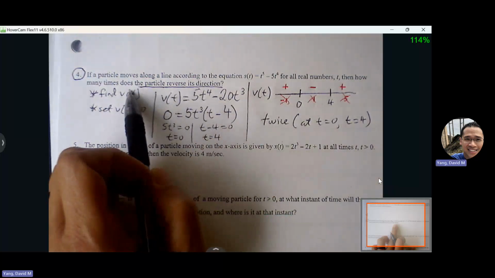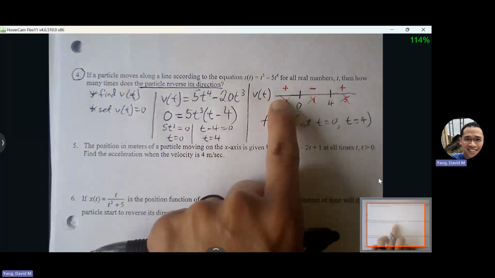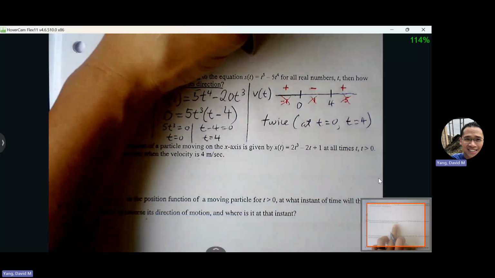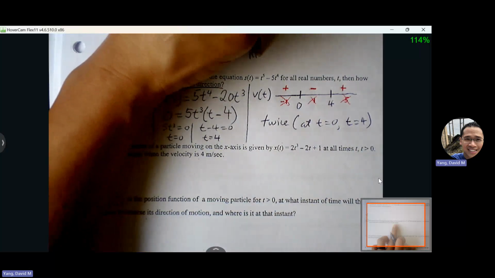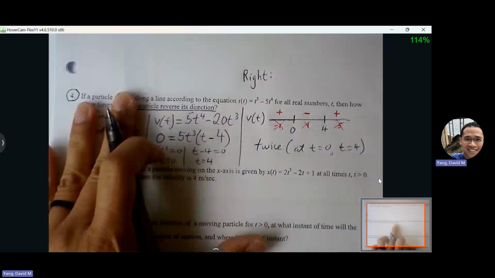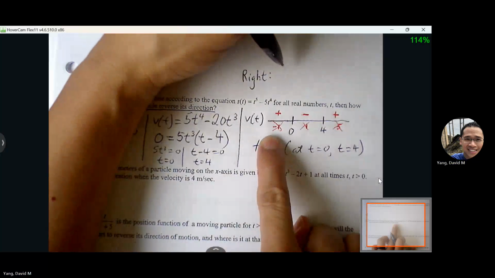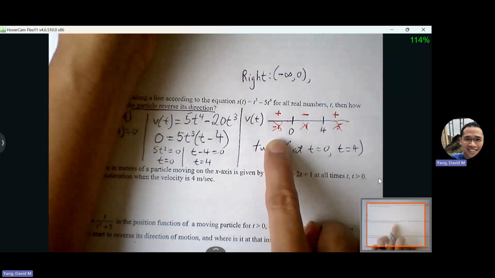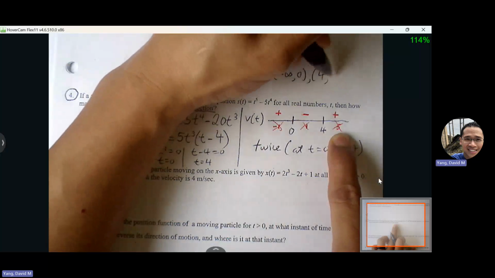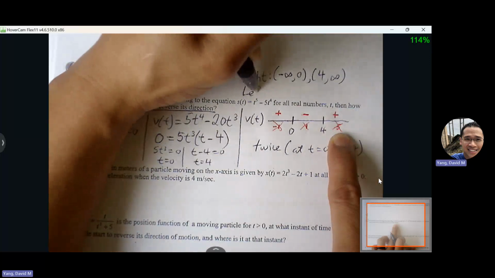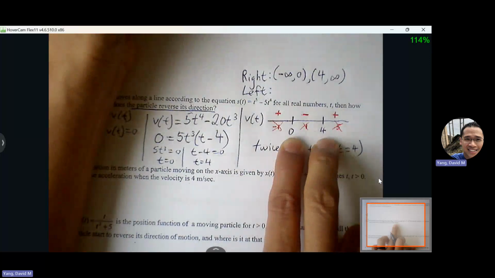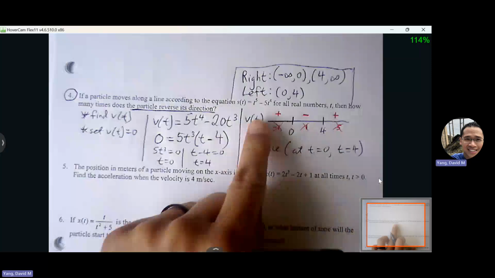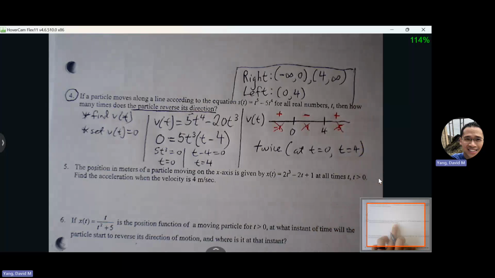Well, it's only asking for how many times it reverses direction. If I was asking when's it moving left or when's it moving right, okay, let's do that. So let's say the problem says when's it moving to the right. So if you want to say the interval where the object is moving right, you would say negative infinity to 0, either do a comma or a union, and then again from 4 to infinity. And then when is the object moving left? It'll be from 0 to 4. The problem's not asking it, but I think that's a good connection since we're going to have to be able to do that as well.